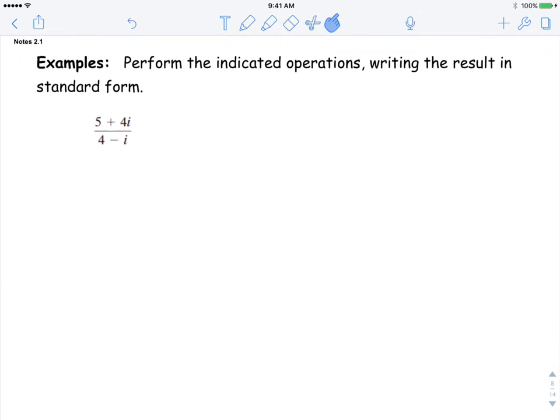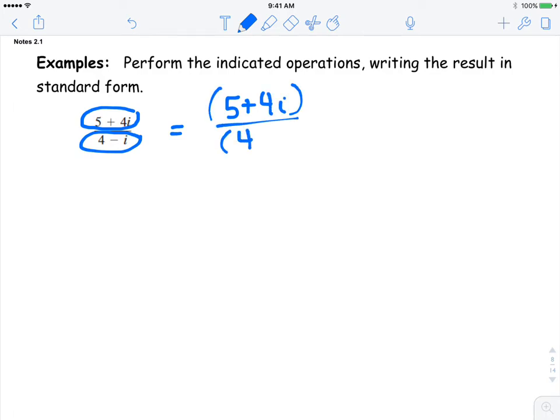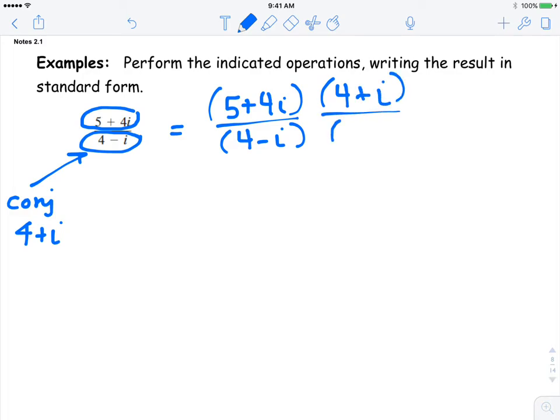All right. If you're not comfortable with that rule, just FOIL it out. So perform this indicated operation and then write your result in standard form. So we have a complex number dividing another complex number. So what we have to do is multiply the numerator and the denominator by the denominator's conjugate. So what's the conjugate of that denominator? It's 4 plus i. So we're going to multiply the numerator and denominator by the denominator's conjugate.